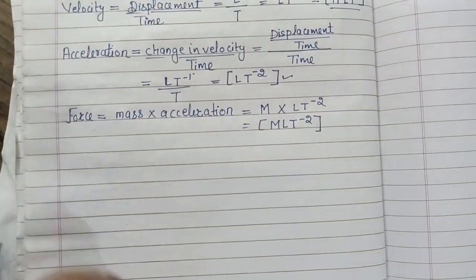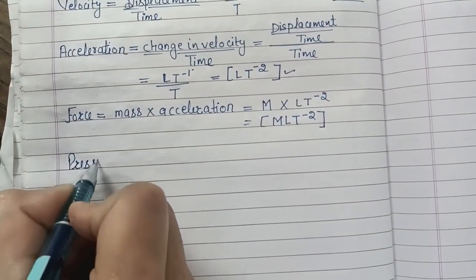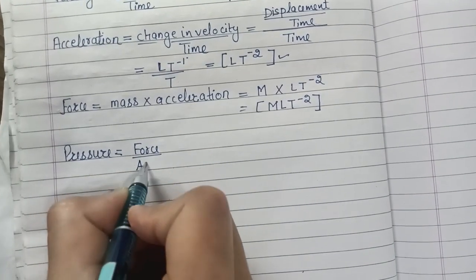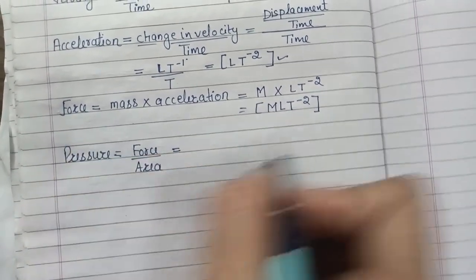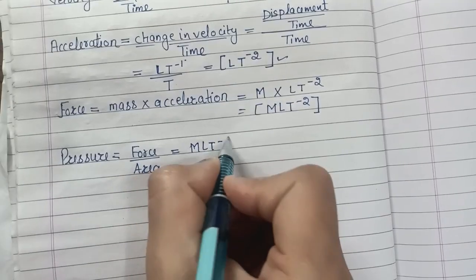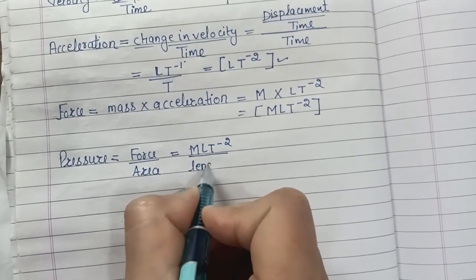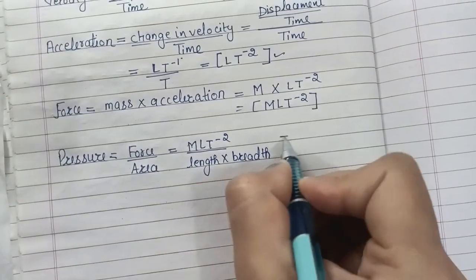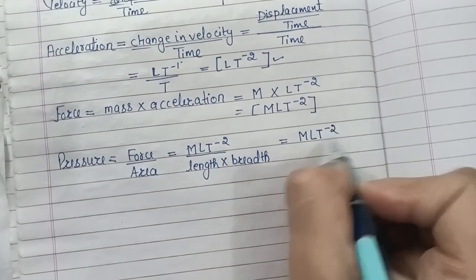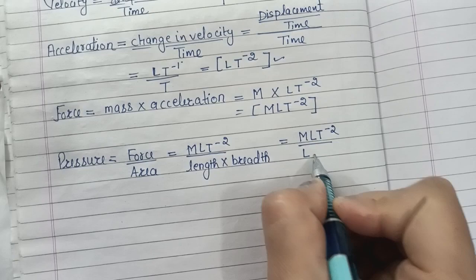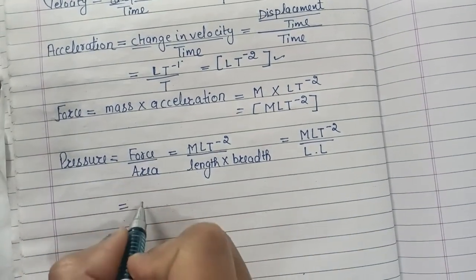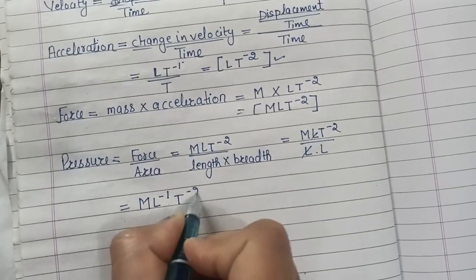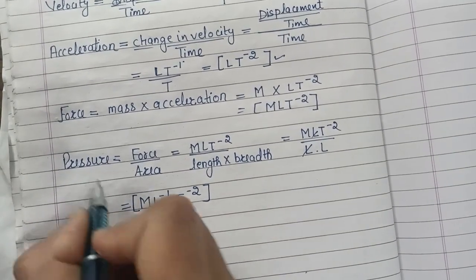The next we are going to find is pressure. Pressure is force upon area. We already found the dimensional formula for force is MLT^-2, and for area we know that it is length into breadth. The symbol for length and breadth is the same, that is L into L, and we write this as, firstly cancel the length, ML^-1T^-2. That is the dimensional formula for pressure.